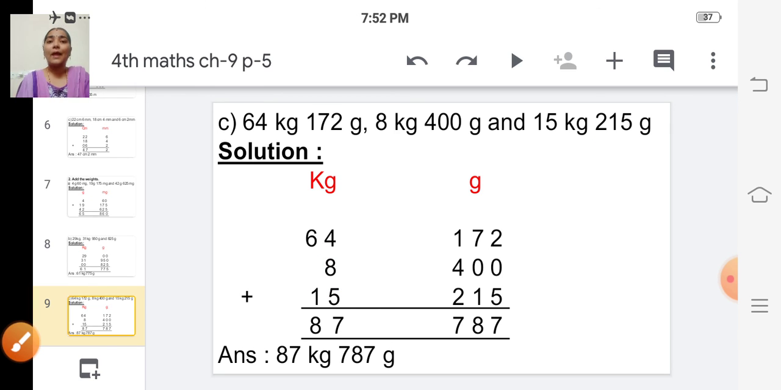So you can practice the remaining problems given in your textbook on your own. Okay, children. So just make a try. Okay, it's just like a normal addition. Okay, the only thing is you have to separate the units. Okay, and it's going to be just normal addition only. Okay, so practice all the problems given in your textbook. Okay, children. So study well.